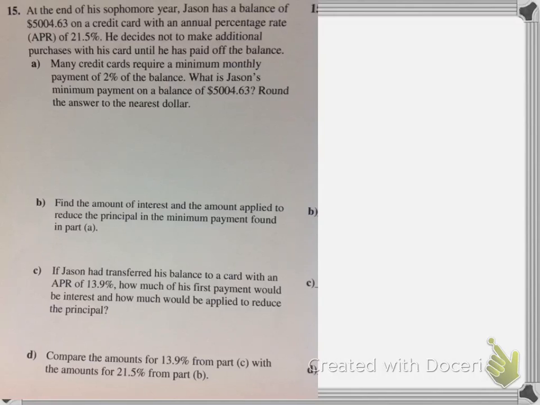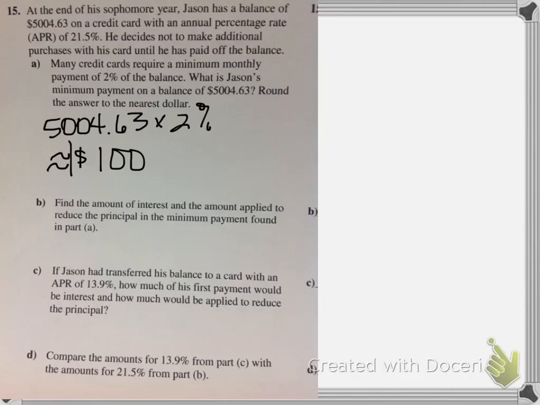So what we're going to do here is simply take our balance of $5,004.63 and multiply it by 2%. So remember, in your calculator, that's going to be 0.02. So 5,004.63 times 0.02, and I get approximately $100, because it does say round to the nearest dollar, and in my calculator I get 100.0926, so that's approximately $100. So that answers part A. That would be my minimum 2% payment.